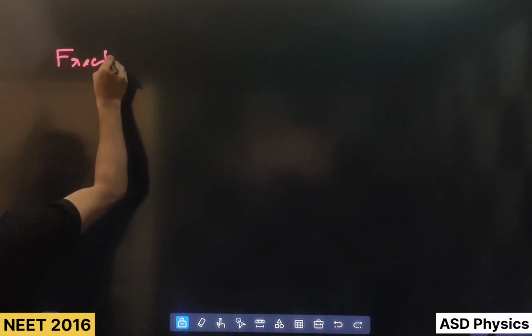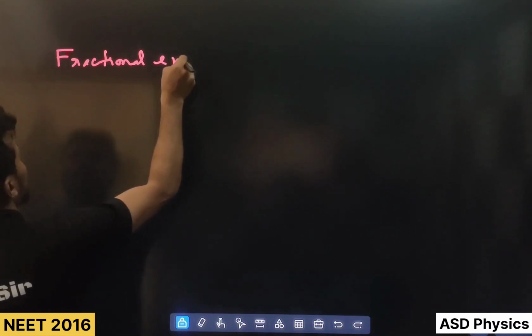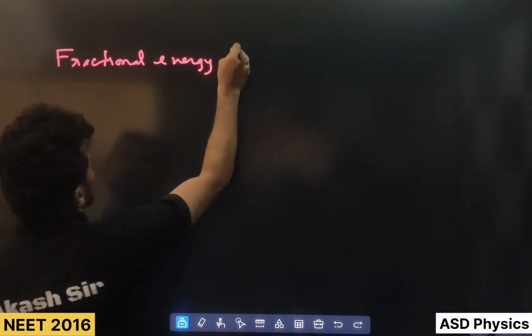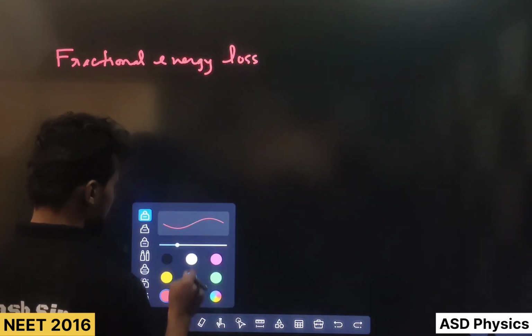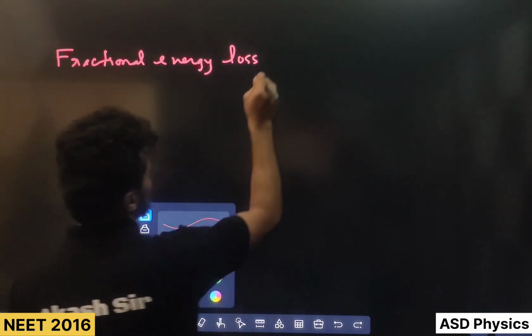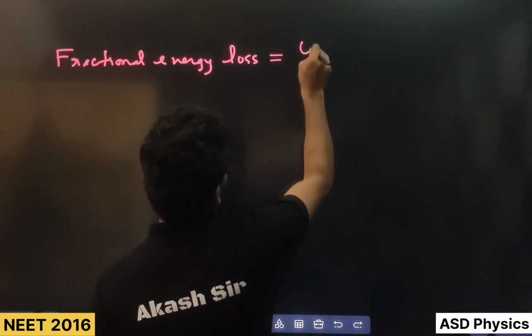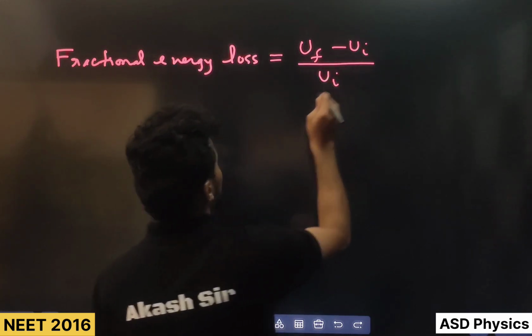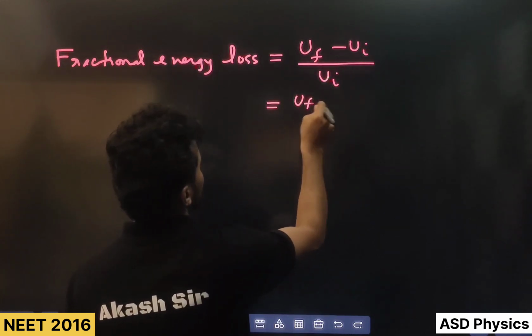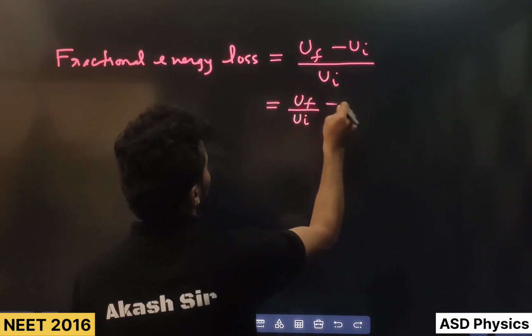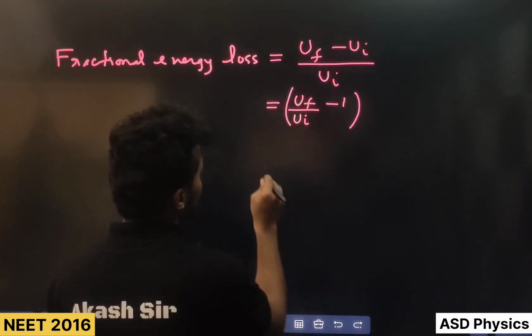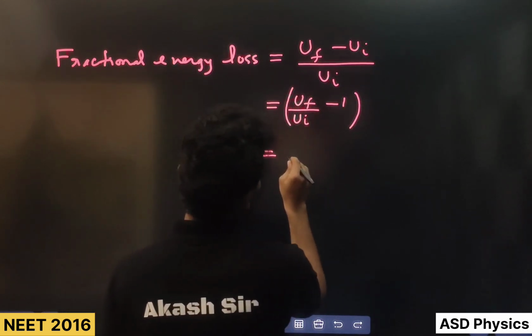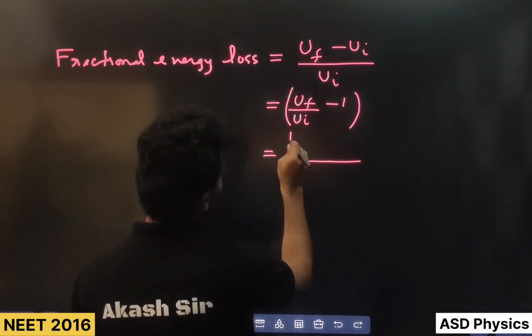So let's see. I'm going to write here the fractional energy loss. It will be given by Uf minus Ui by Ui. Simplify this somewhat: Uf by Ui minus 1.